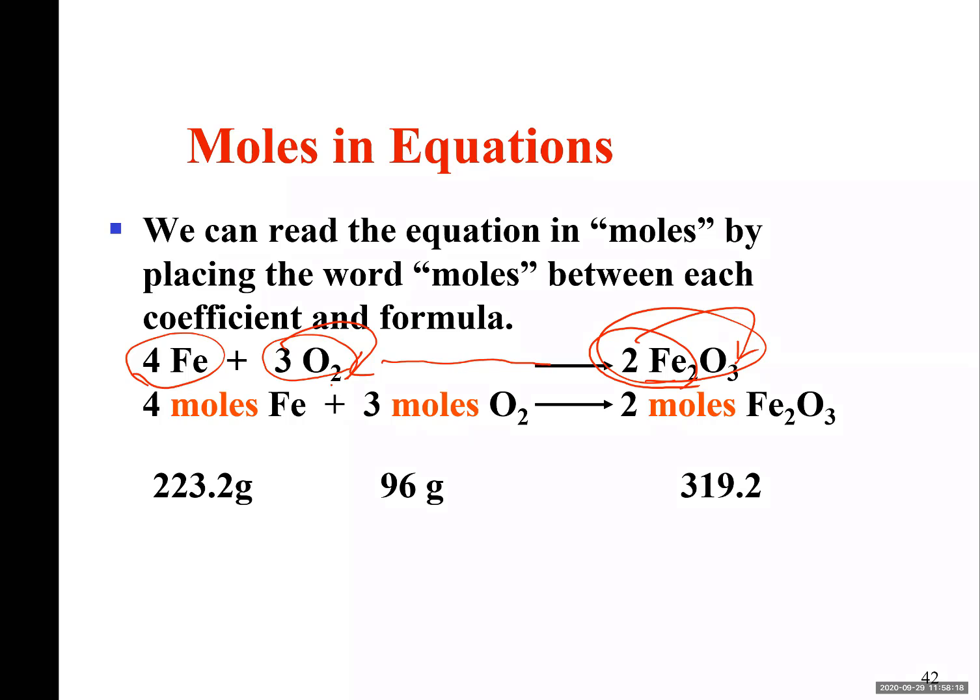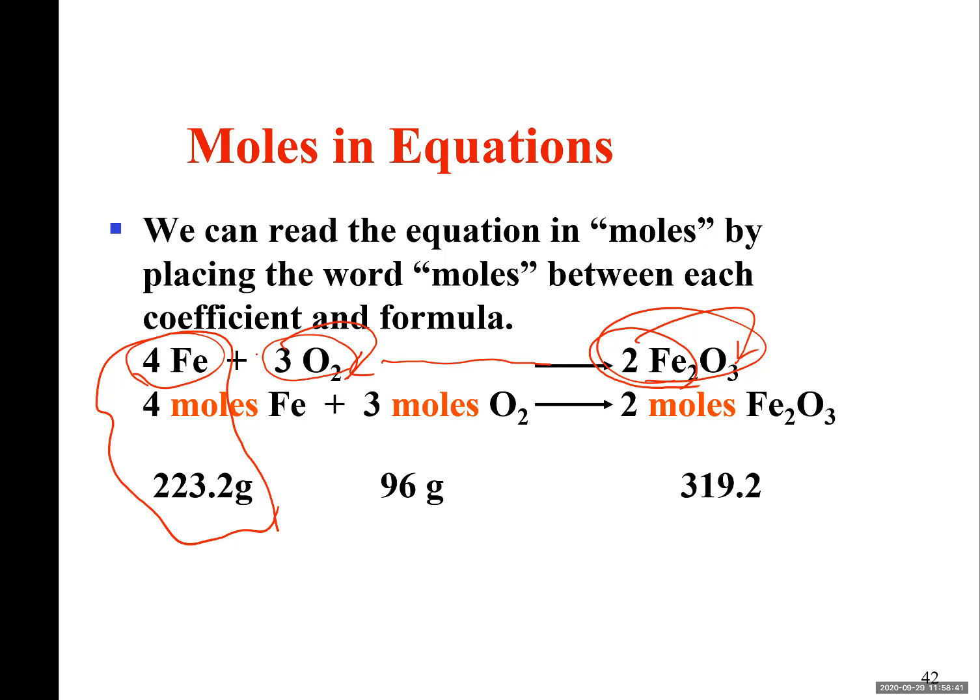Let's look at the masses involved in this equation. 4 moles of iron, every mole of iron is 56 grams. So 56 grams times 4. It's 55.9 something, so it adds up a little bit of a fraction, or 223.2 grams. That's the total mass of 4 moles of iron.